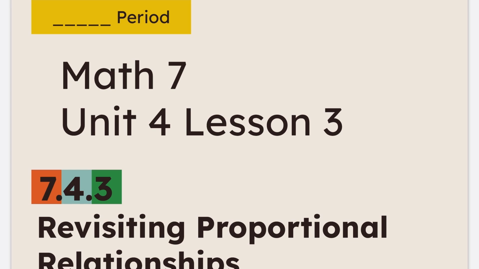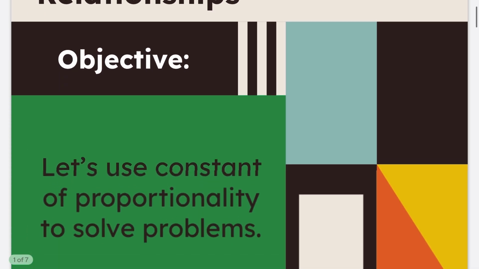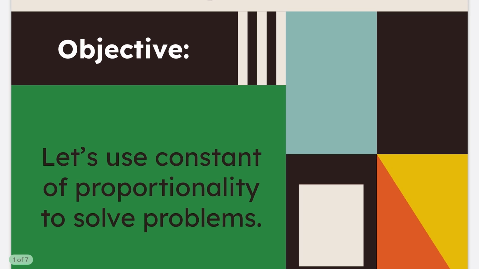Just as the lesson title suggests, we are revisiting a concept called proportional relationships, which we learned about a couple units ago. We've moved on from that, but some of those same themes continue to pop up and are going to be really important for Unit 4. So today we're revisiting or reviewing. The objective today: let's use constant of proportionality to solve problems.